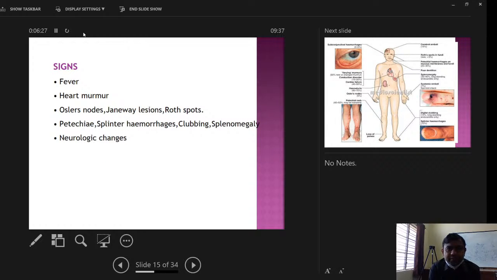Then the signs. There is a change in heart murmur. Initially, the onset of a new murmur or a change in the heart murmur is the classical sign for infective endocarditis. And there are Osler nodes, Janeway lesions, and Roth spots.